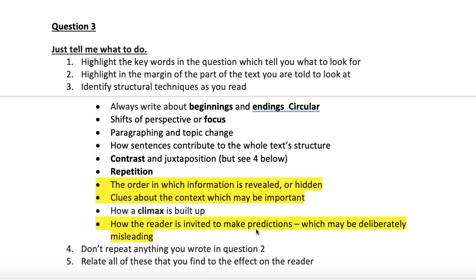I mean, I'm exaggerating for effect, but you get the idea of how something might be planted in our mind only for the writer to then surprise us later on. And it may be important for us to know something about the context. For example, if this is set in the past or the future, what kind of society is it? And that will control our thinking. So you can write about why they focus on this particular detail to give us this understanding of the social context.